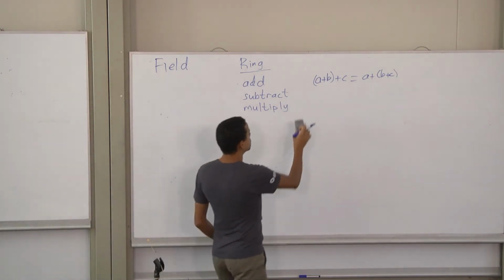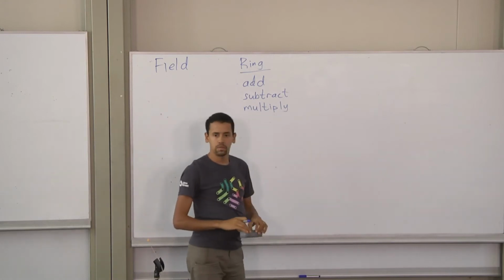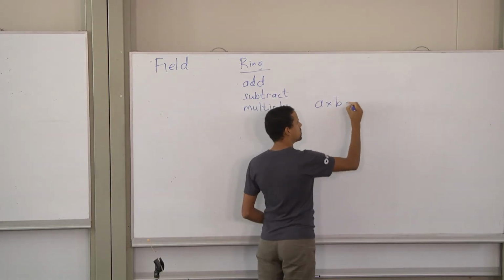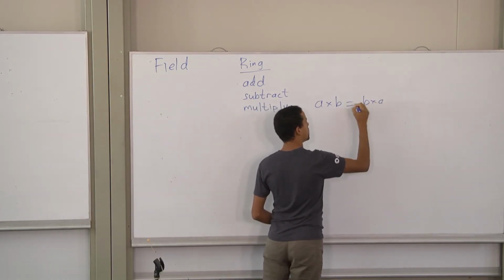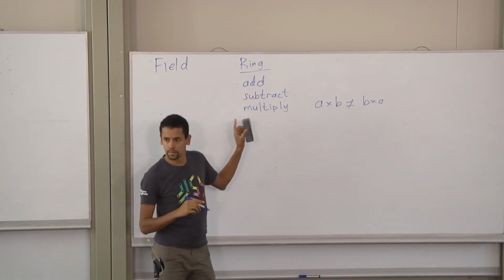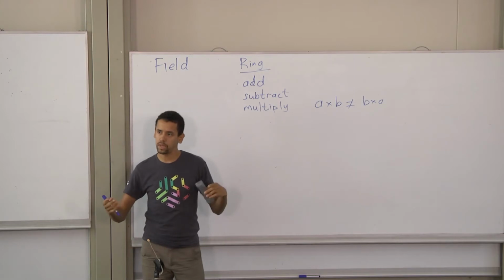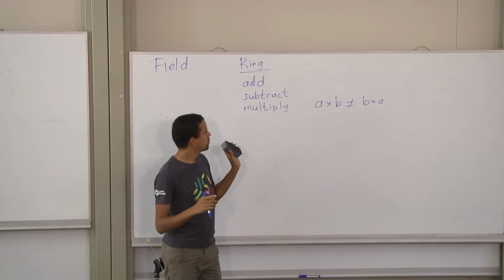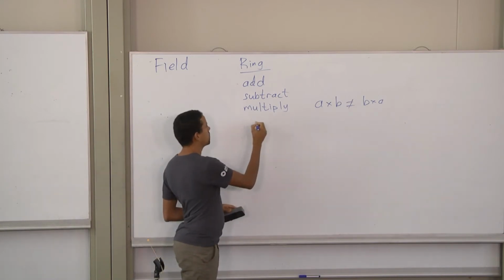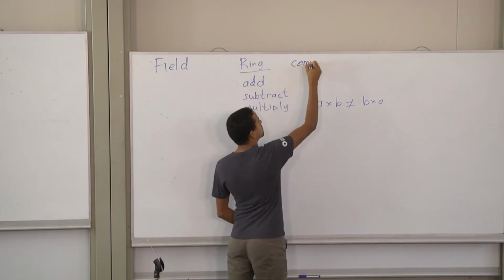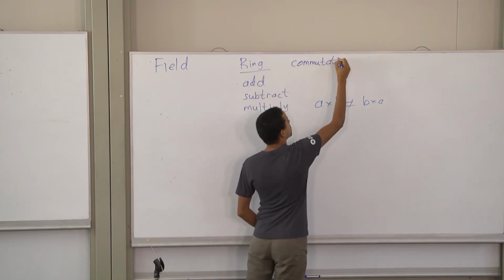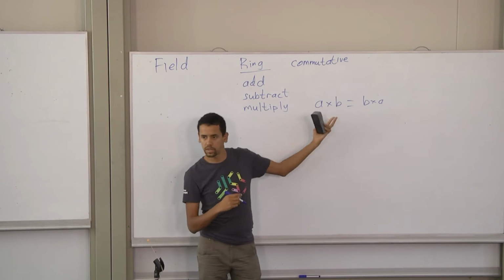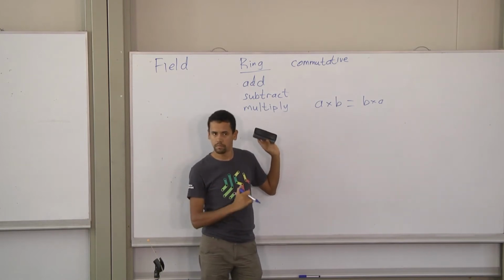except that in a ring, multiplication isn't always commutative. So a times b is not always the same as b times a, in general for a ring. This multiplication isn't necessarily multiplication of numbers, it could be multiplication of something else. But for now, we're going to be dealing with commutative rings. And for commutative rings, multiplication does commute. So a times b is the same as b times a.